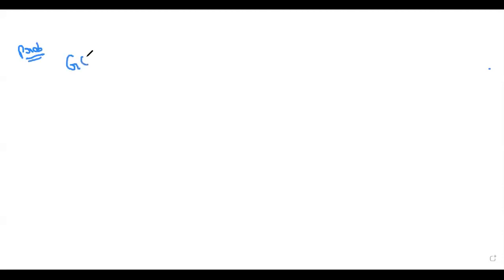G of s is equal to e power minus 0.2 s into k. So we can write k first: K into e power minus 0.2 s divided by s into s plus 2 into s plus 8. Okay.